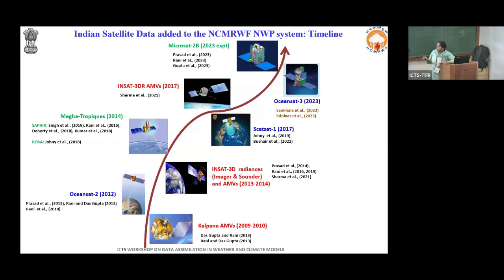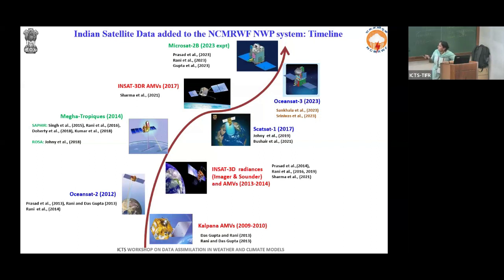Then comes Megha-Tropiques. Megha-Tropiques is one of the best satellites, an Indo-French collaboration mission, and we have the instrument Saphir. Saphir is a very good instrument in the microwave region of the spectrum. She showed that spectrum, that 183 gigahertz. At 183 gigahertz we have the water vapor absorption. So there the lowest peaking is there, and all the Saphir channels are in the 183 gigahertz region. And there was another instrument, ROSA, the radio occultation instrument, which we also used extensively in our operational system.